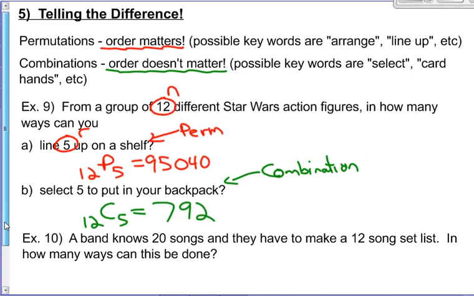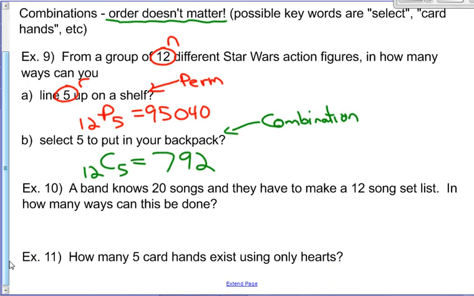Let's try another one. A band knows 20 songs and they have to make a 12-song set list. In how many ways can this be done? So in a set list, does order matter? Generally, if you've ever been to a gig where somebody plays the ballads right off the top, it makes a difference to hear a ballad as the first song compared to a fast song. The order in a set list matters. So order matters. So it's a permutation.